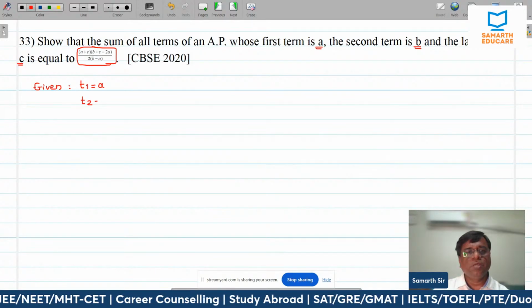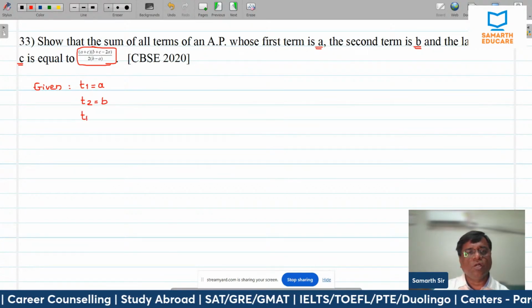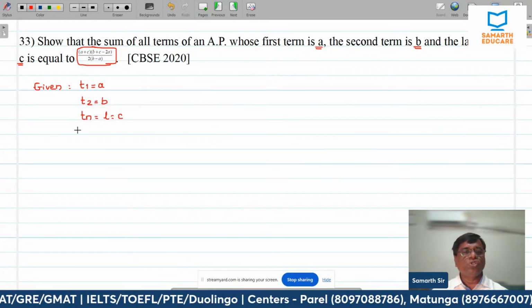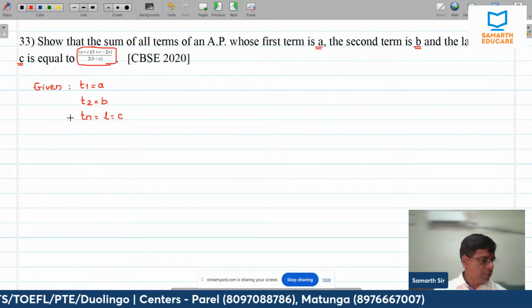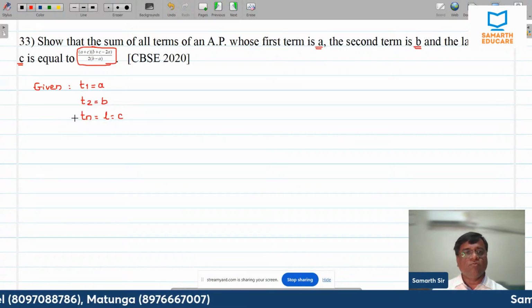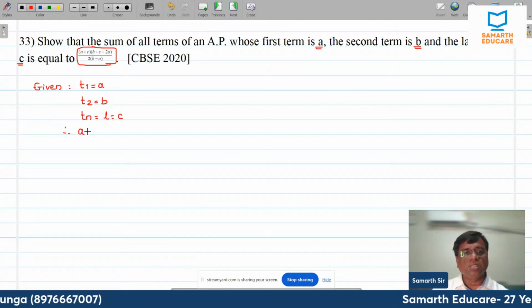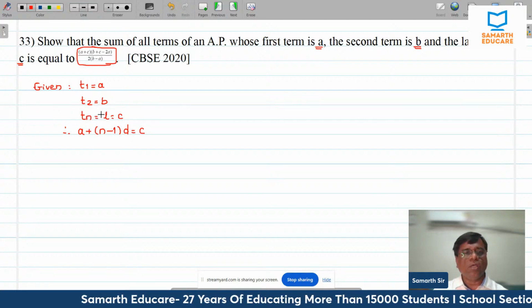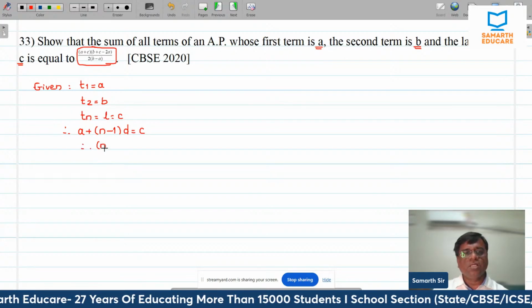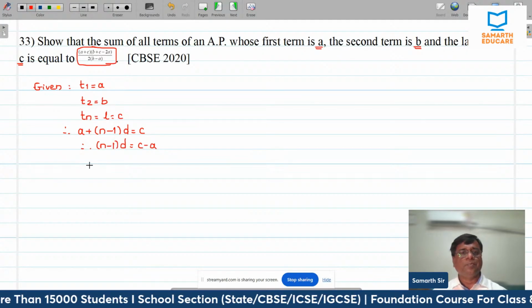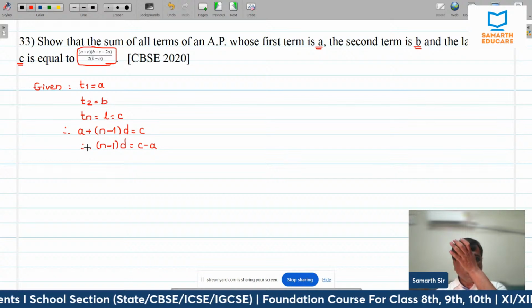T2 is equal to B, and the last term Tn is equal to C. The question is to find Sn, that is, the sum of all terms. Now be careful about this. First of all, the nth term is A plus (n minus 1) into D, which is equal to C. That means (n minus 1) into D will be equal to C minus A. Let me check how I can use this.